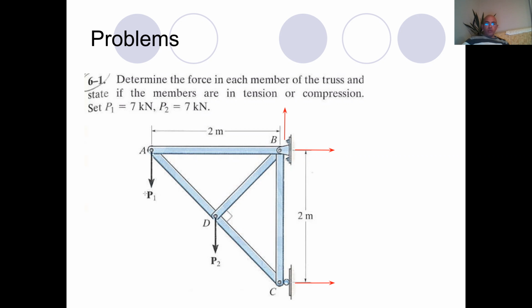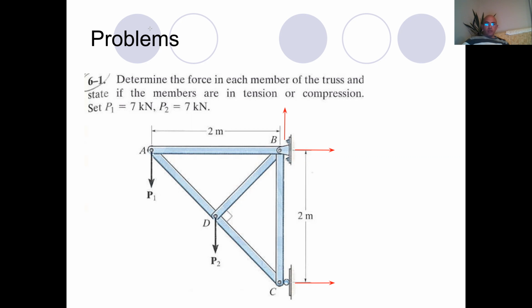And we have two external forces, P1 and P2. They are vertical, downwards. Their magnitude is given. Both are 7 kilonewtons. And we are asked for the forces in each member. The truss system is pin jointed at points A, D, C, and B.